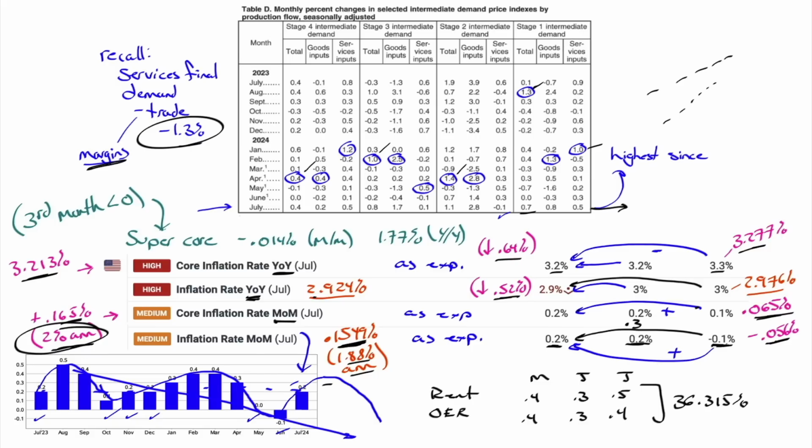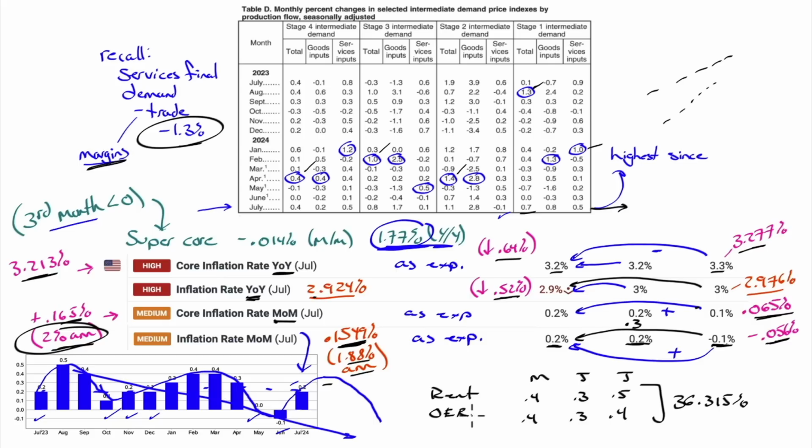The bigger, more important number here is Supercore. Negative 0.014 month over month. That's 1.77%. If we look at it year over year, it's only 1.77%. The Supercore is well below 2% on a year over year basis. This is the third month in a row, by the way, that Supercore has been negative. The third month in a row.